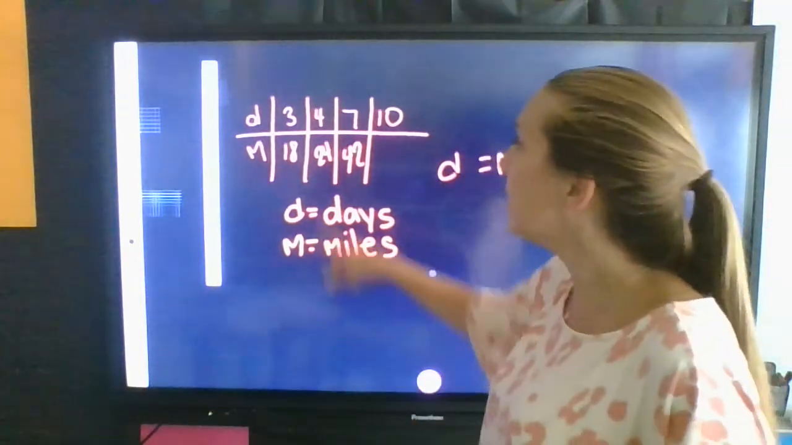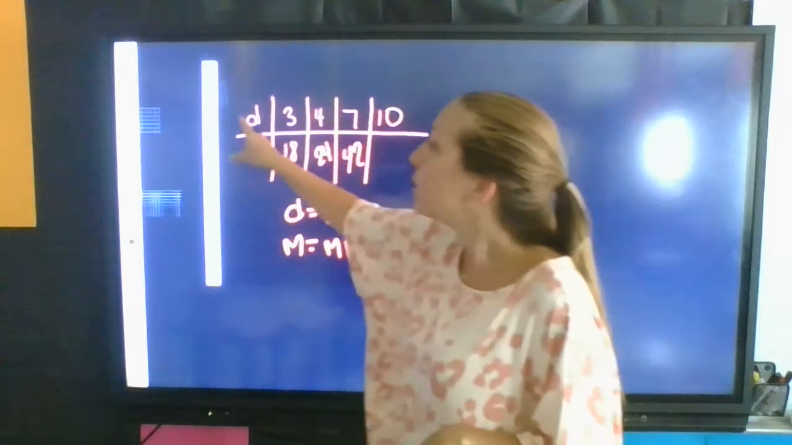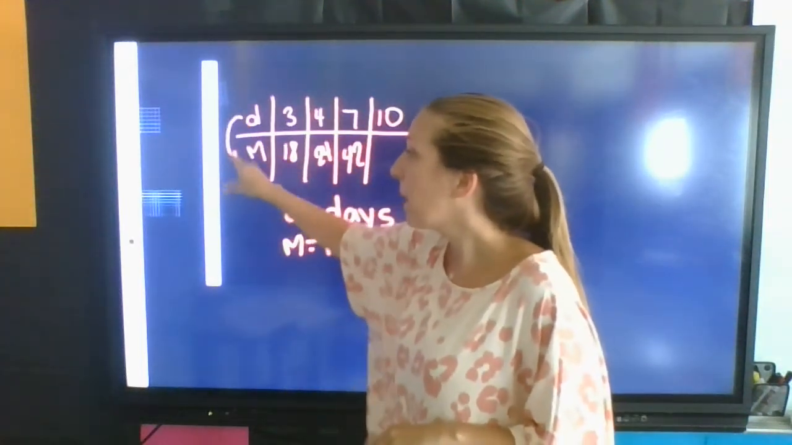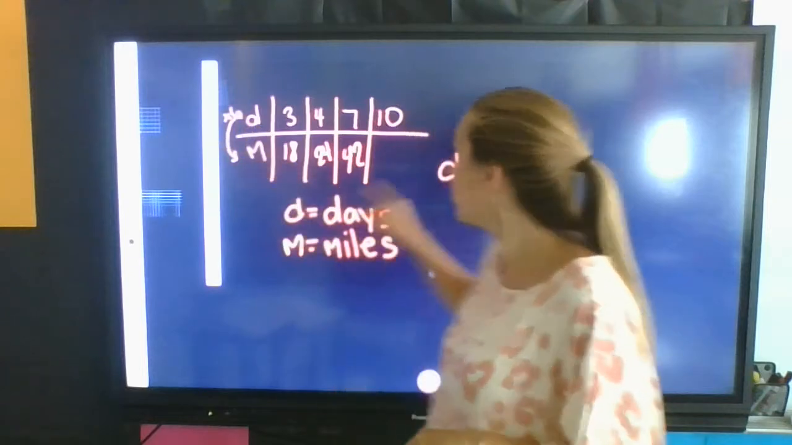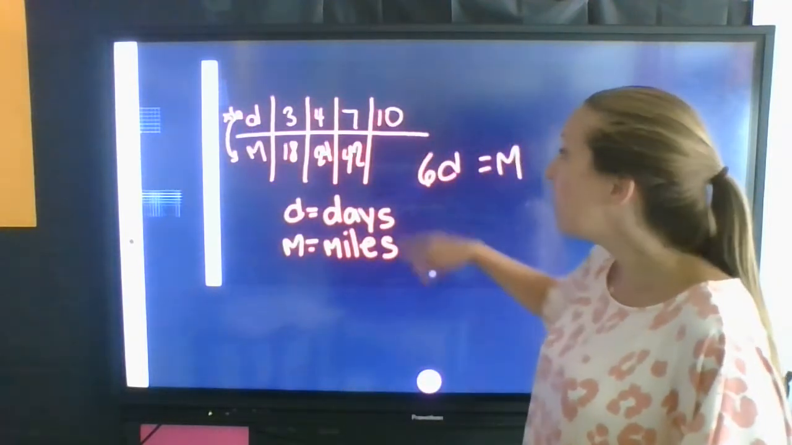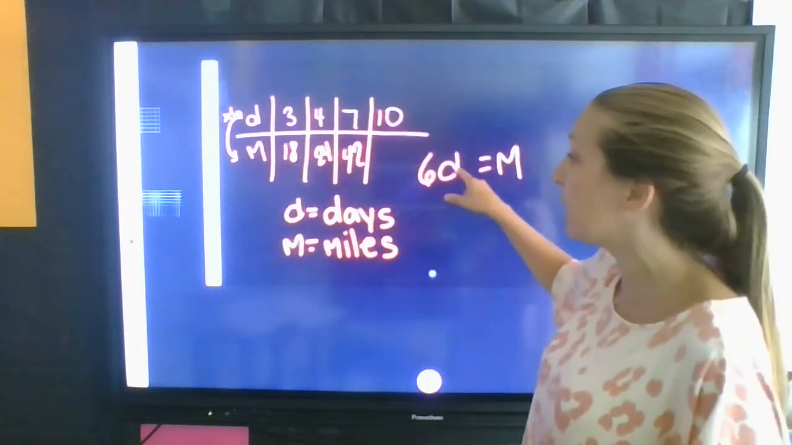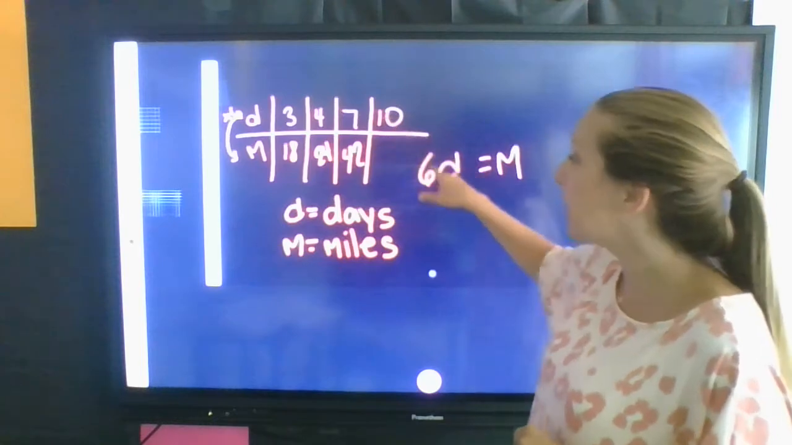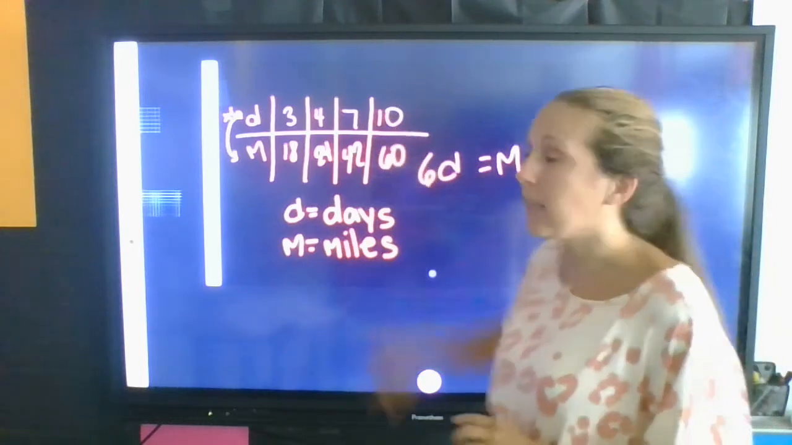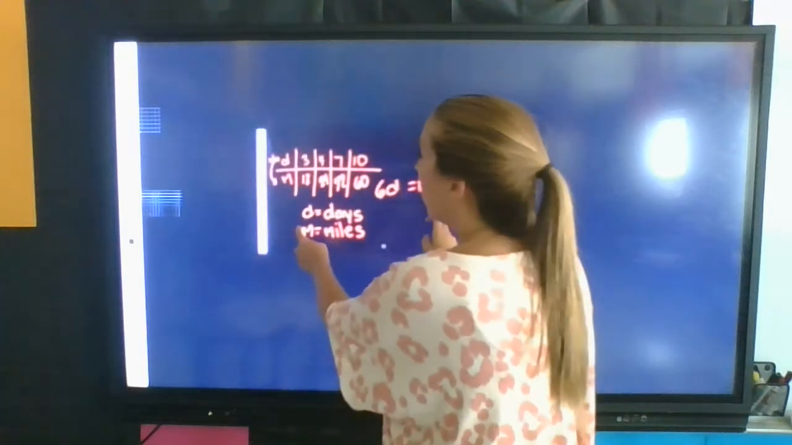So let's check it and see. 4 times 6 is 24. 7 times 6 is 42. So you could say days times 6. So you could say 6D equals M. So if I do 6D equals M and I substitute in 10 for D, we're going to do 10 times 6 and we get 60. So now that we have that, what we can do is put it on a graph.